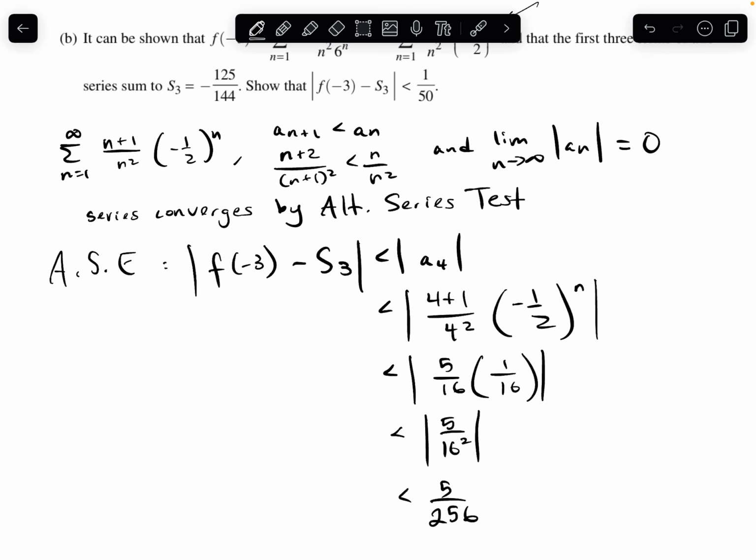If I wanted to clean that up even further, I can show that this is indeed less than, well, our goal is to try to show that it's less than 150. That's what our end goal was. Oops, 150, not 115.